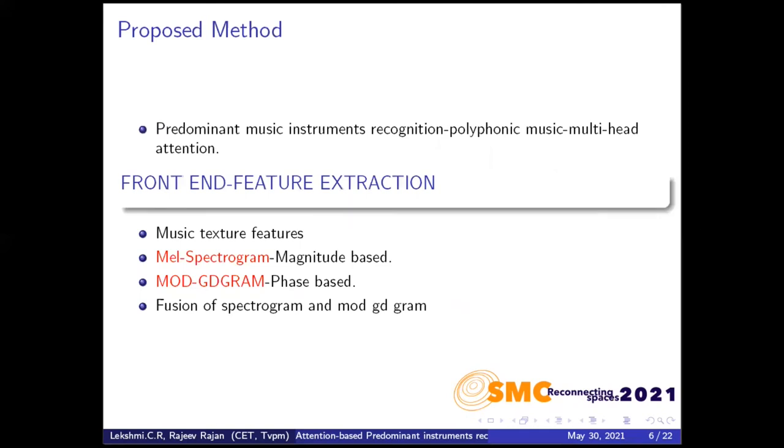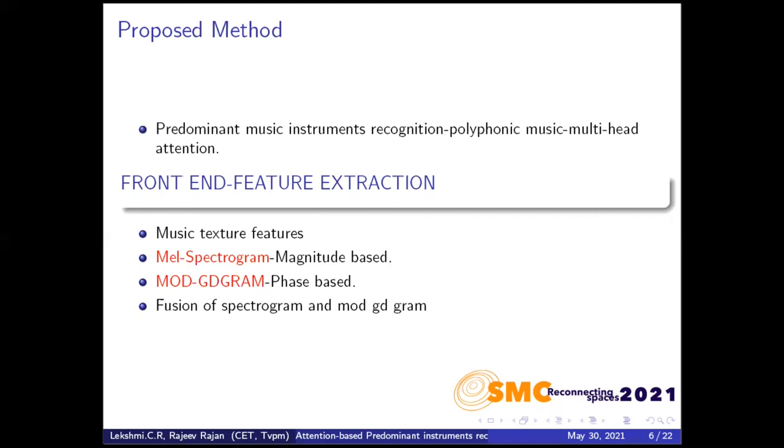Next, moving to our proposed method, it is conducted mainly in two phases, front-end feature extraction and back-end classification. For feature extraction, both the magnitude and phase information are considered. We are introducing phase-based mode diagram along with magnitude-based spectrogram and later followed by the fusion of spectrogram and mode diagram.